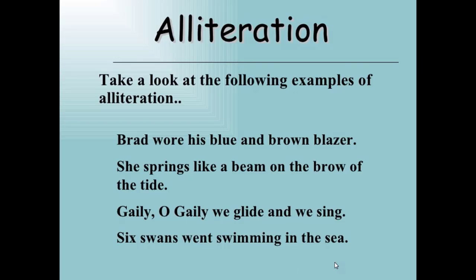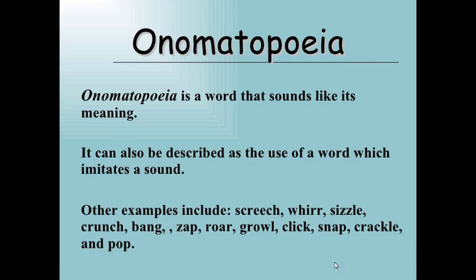Again, take a look at the following examples of alliteration. Brad wore his blue and brown blazer. She springs like a beam on the brow of the tide. Gaily, oh gaily, we glide and we sing. Six swans went swimming in the sea. So you see the initial letters are the same.